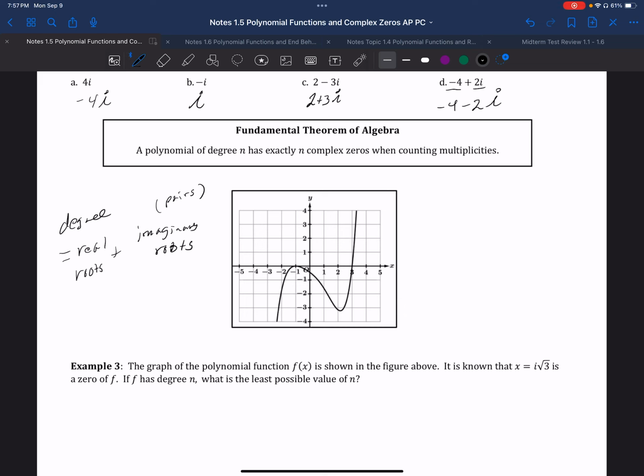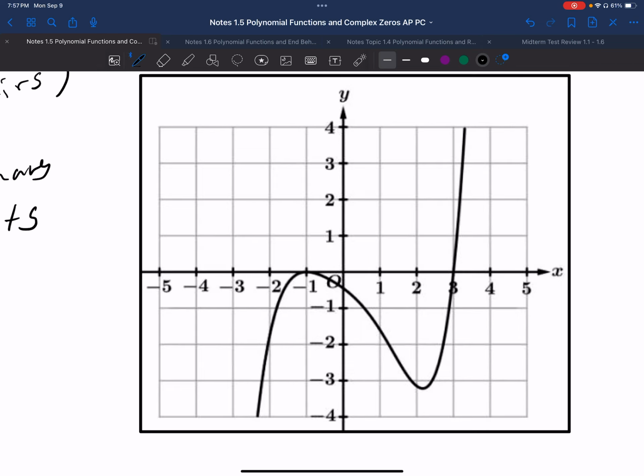So example 3 says the graph of the polynomial function f of x is shown in the figure above. It is known that x equals i times the square root of 3 is a 0 of f. If f has a degree of n, what is the least possible value of n? So what I'm going to do is make some notes in my graph and say x equals -1. Again, I can see it bouncing off or just touching the x-axis. So I know this one will have a multiplicity of 2.